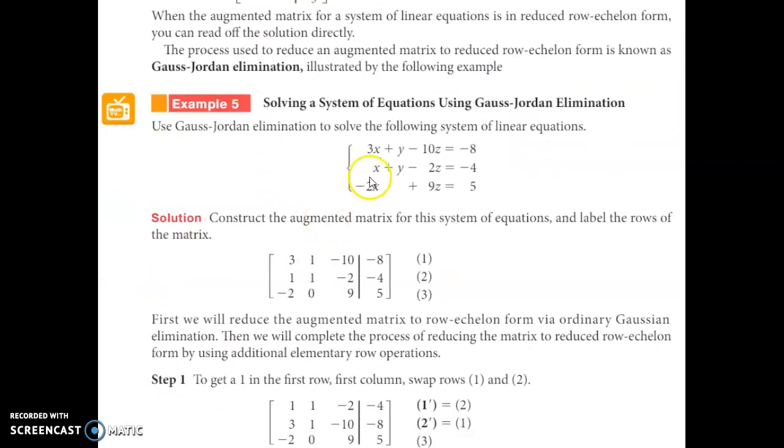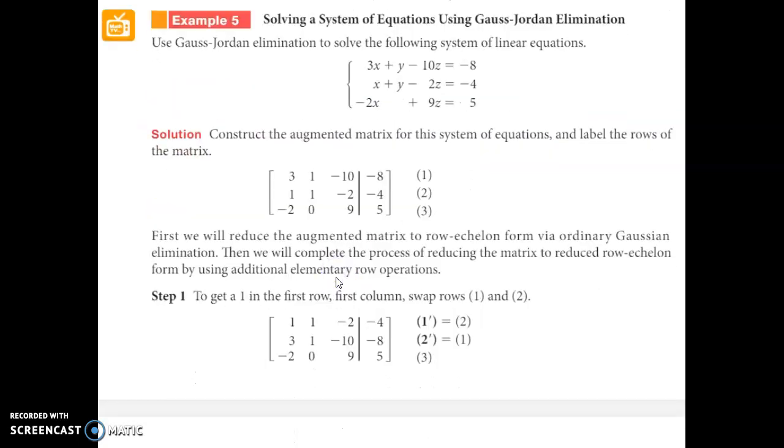Example 5. So here's the original matrix. I'm sorry, here's the original system of equations. This here is the original matrix. Okay, now here they notice, oh, we already got a 0 here. Great, right there. So just leave it there and let's see what we can do.